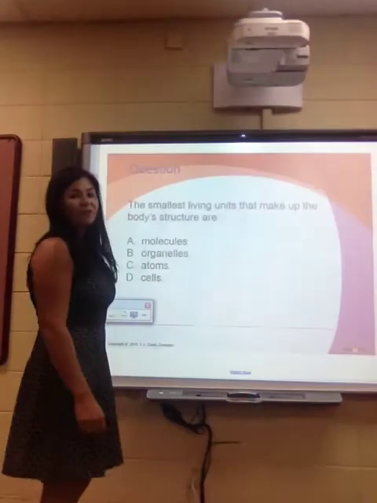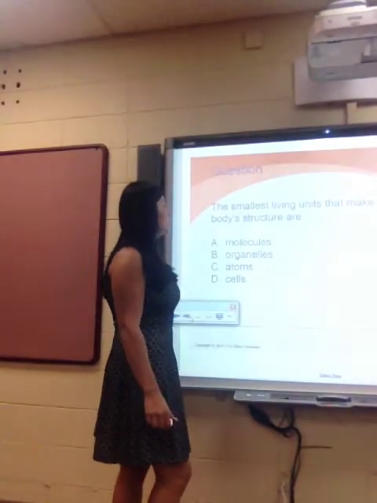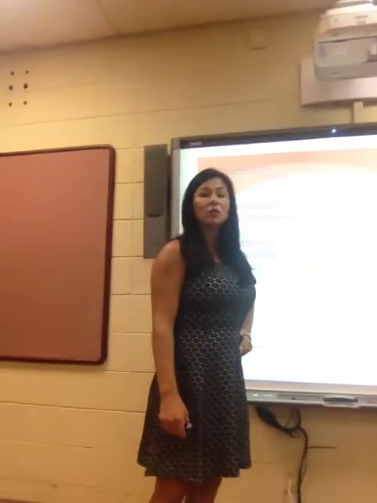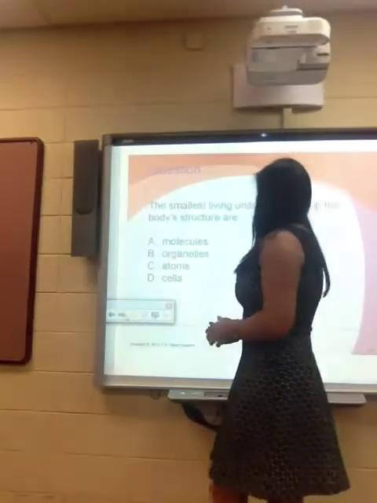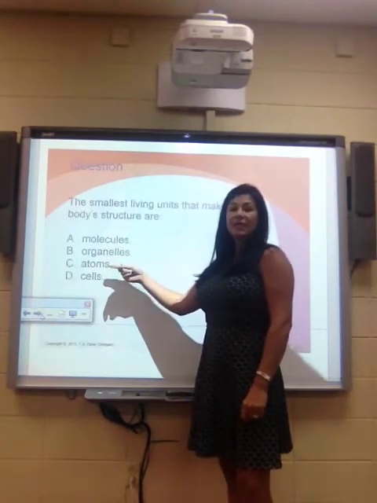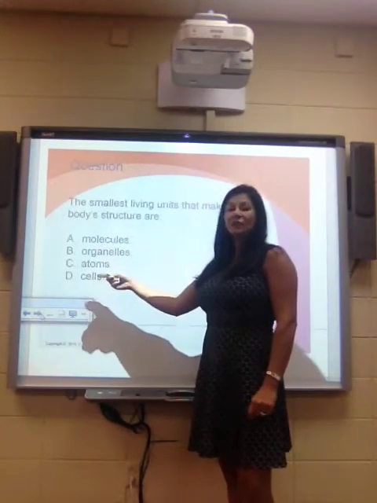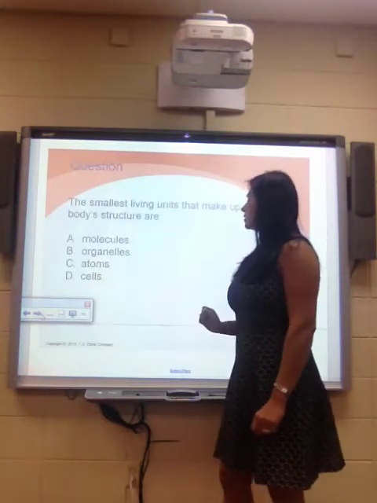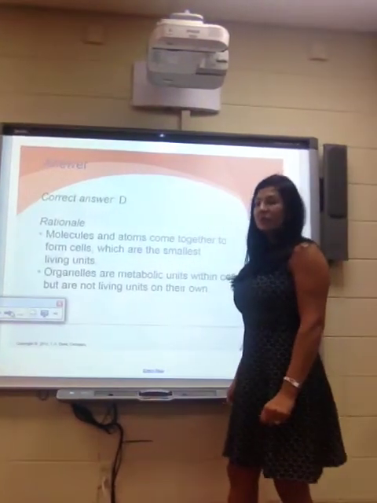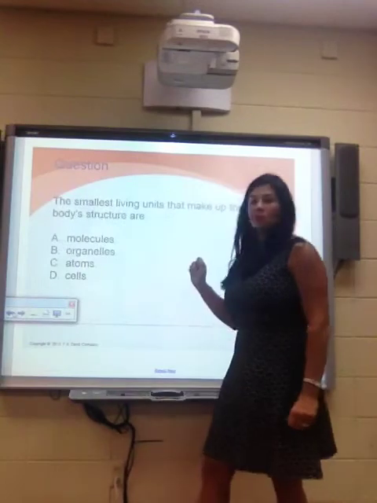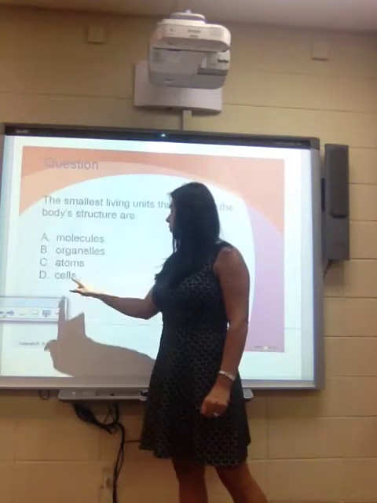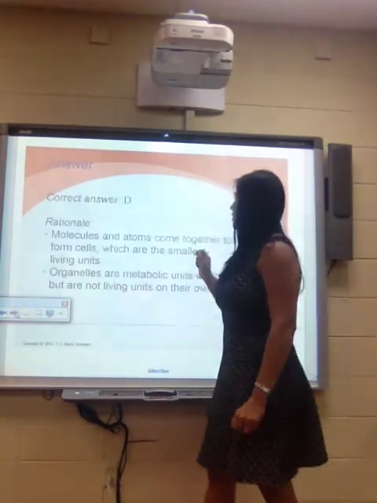So, looking at that, if you've read your chapter already, you should know the smallest living unit that makes up the body structure is called what? What's the smallest living unit within us? A, molecules, B, organelles, C, atoms, or D, cells. Key is living units, the smallest living units. So you're looking at D, cells. Yes, atoms are part of us, and they're the smallest out of all of these things, but they're not living. So when we get to cells, we have a living structure.